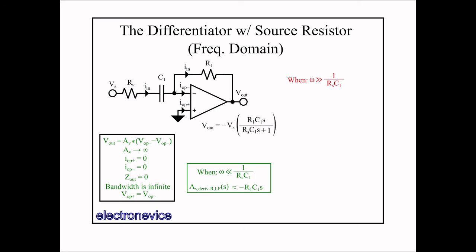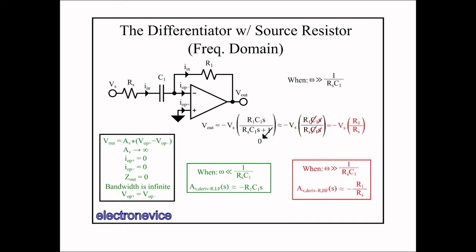Now we look at when frequencies are much greater than 1 over Rs C1 radians per second. Under these conditions, the quantity Rs C1 s is much greater than 1, and so the denominator of the transfer function becomes approximately Rs C1 s, which, when simplified, reduces to the purely resistive inverting gain with Rs in place of R2. This makes sense intuitively because at high frequencies we can think of C1 as a short circuit, and thus it's really just Rs and R1 in the resistive inverting amplifier configuration.